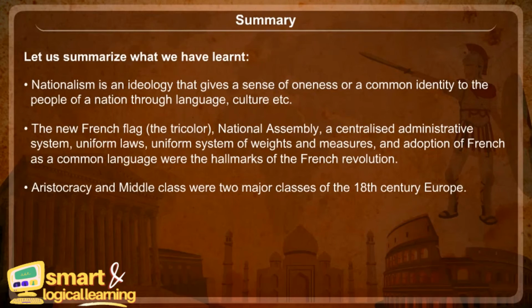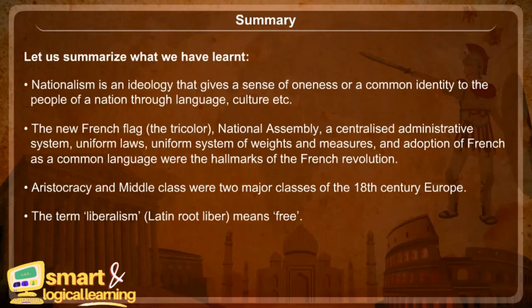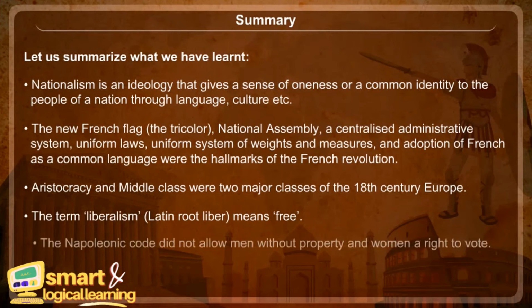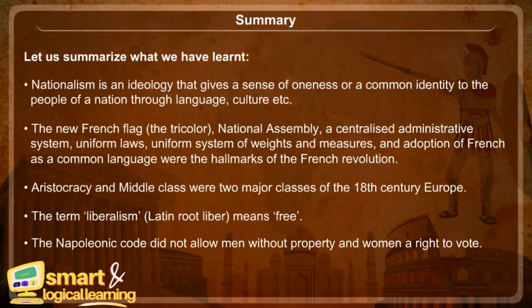Aristocracy and middle class were two major classes of the 18th century Europe. The term liberalism, from the Latin root liber, means free. The Napoleonic Code did not allow men without property and women a right to vote.